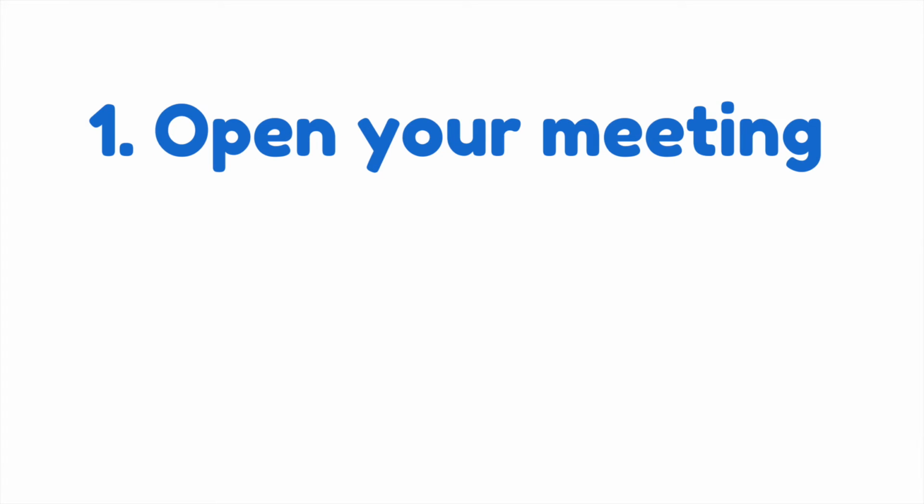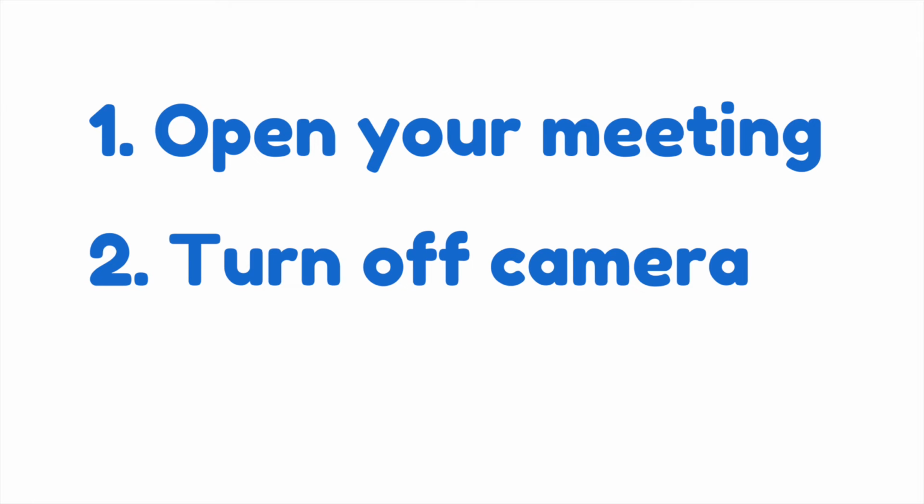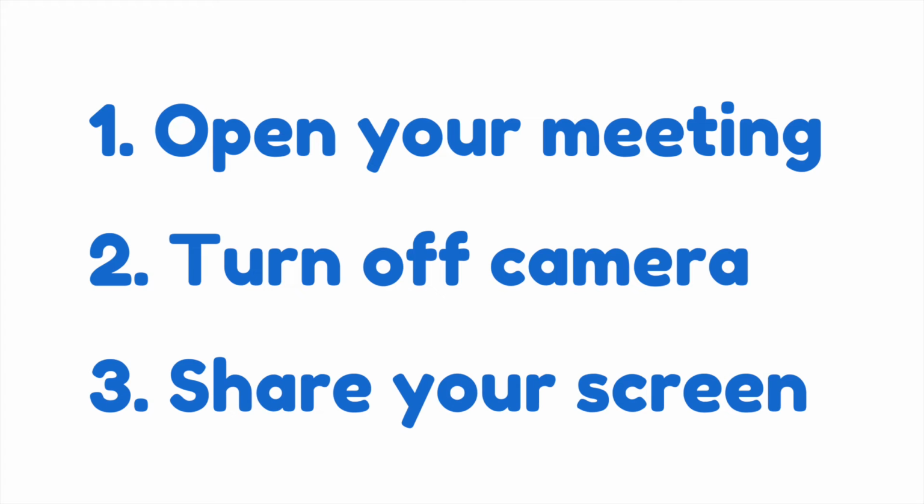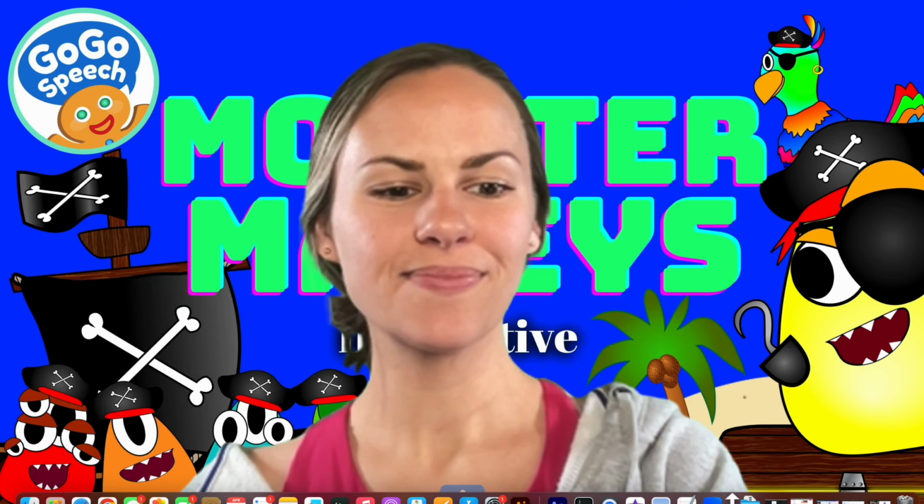All that you will have to do is: 1. Open up your meeting window, 2. Click to turn off the camera in your video meeting, and 3. Share your screen to present the GoGo Speech window in your meeting.